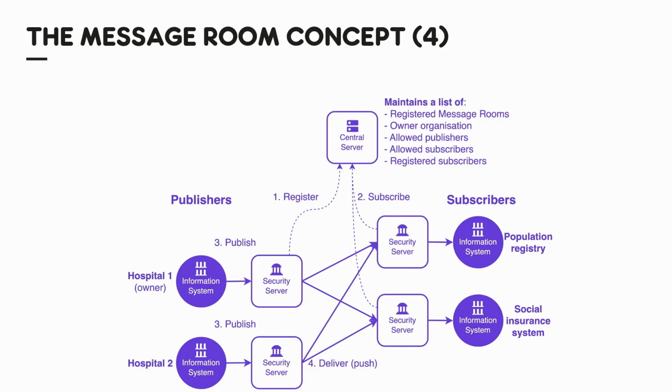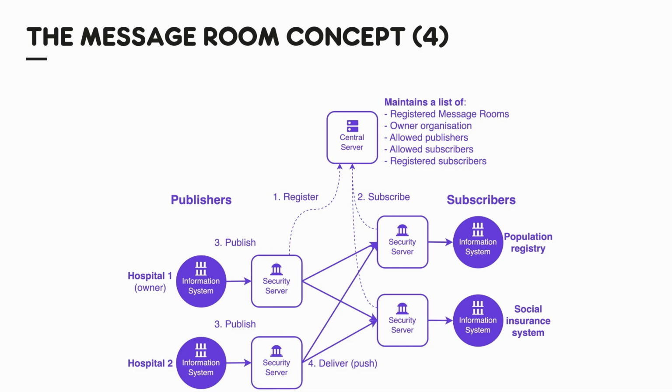In this example, we have a message room for publishing information about newborn babies. There are two hospitals as publishers and the population registry and the social insurance system as subscribers. The very first step is to create a new message room for sharing the events.